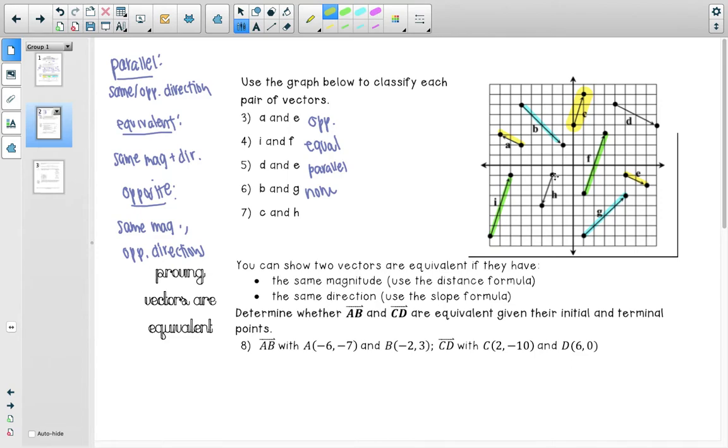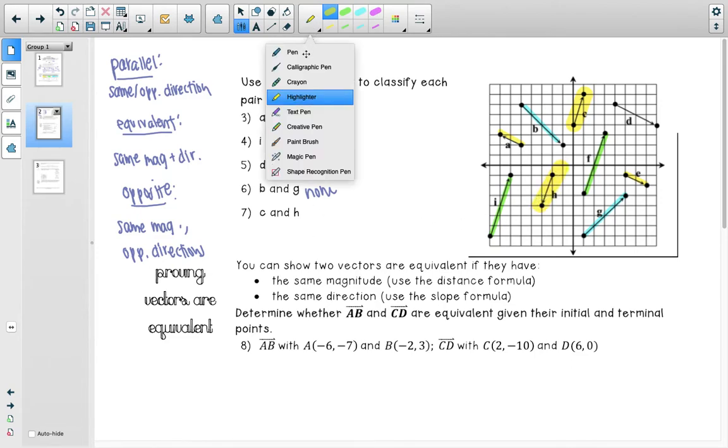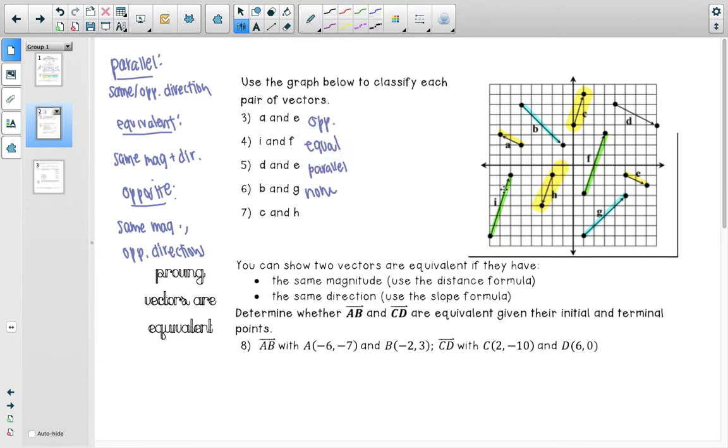C and H. Okay. So C and H are looking like they have the same magnitude, but they're going in opposite directions. So this is opposite. All right, so there's that.